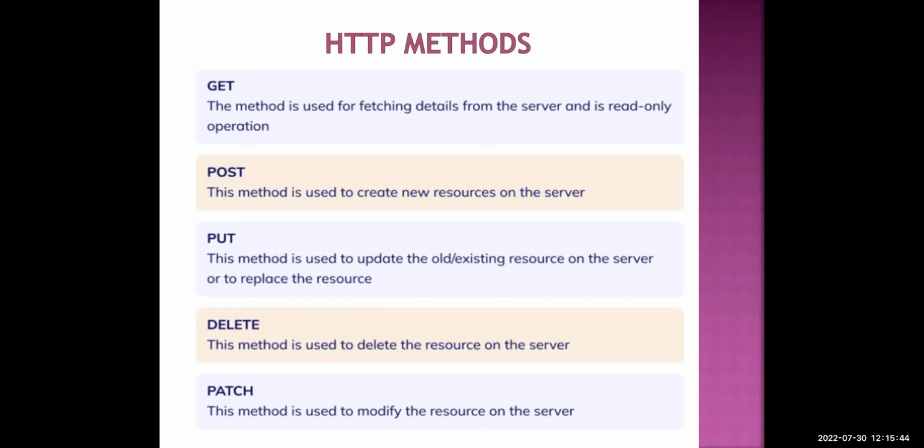Okay, what is GET, POST, PUT, DELETE, and PATCH? So guys, GET is used to what? This is a method used for fetching details from the server, and it is a read-only operation. Correct? POST is what? It is a method used to create a new resource on a server.